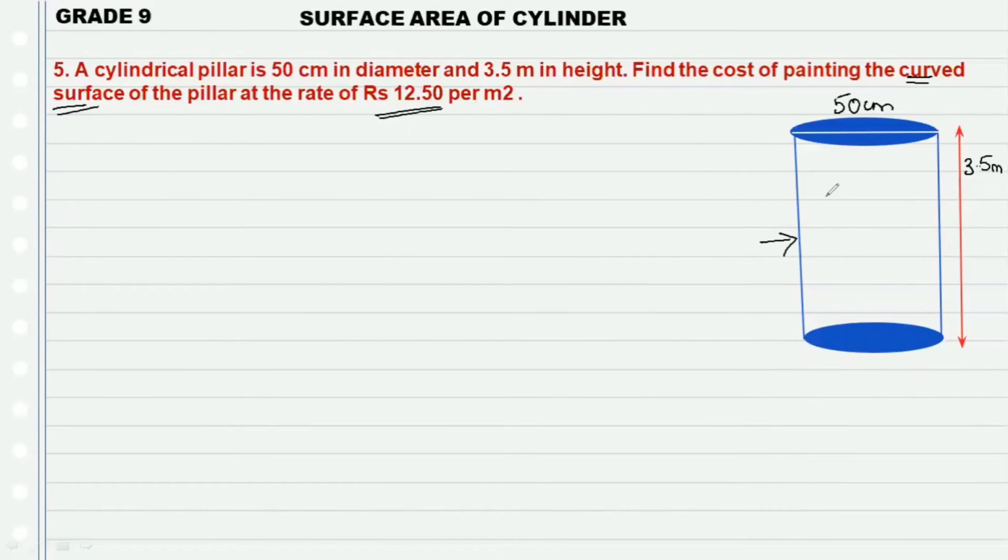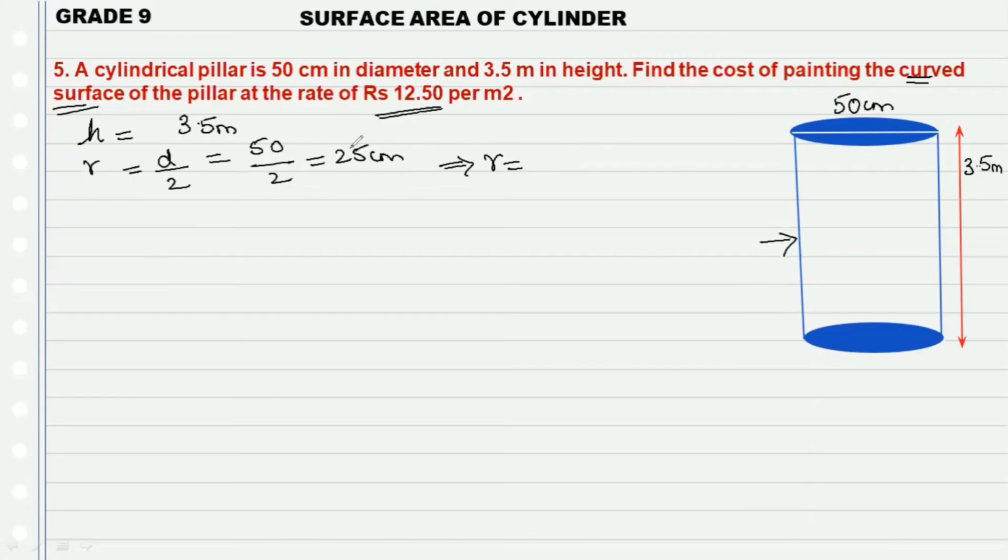Okay, the pillar is in cylindrical form, right? So CSA will be 2 pi rh according to the formula. Let's use the given data. So we have the height with us. Height of the cylindrical pillar is given as 3.5 meter. Then they have also given us the radius. Radius is d by 2, that is 50 by 2. That will give us 25 centimeter. Okay, and this 25 centimeter is what the radius is equal to.